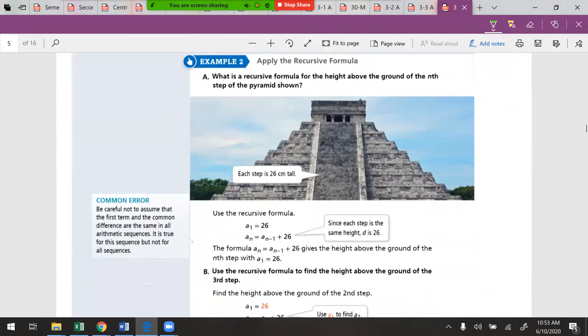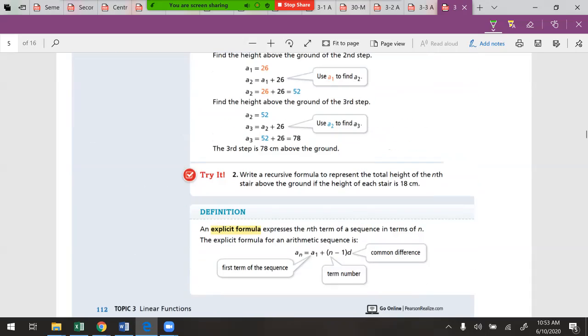And we'll talk about how to find the explicit without even writing out the y-intercept and all that stuff, okay? So what is the recursive formula for the height above the ground for the nth step of the pyramid? Well, we're starting, each step is 26, and then we're adding 26 to each one. There you go. That's your recursive, okay? So write a recursive formula to represent the total height if each stair is 18. Well, let's do it real quick. 18 is the first number. And to get to the next number, we basically add 18.